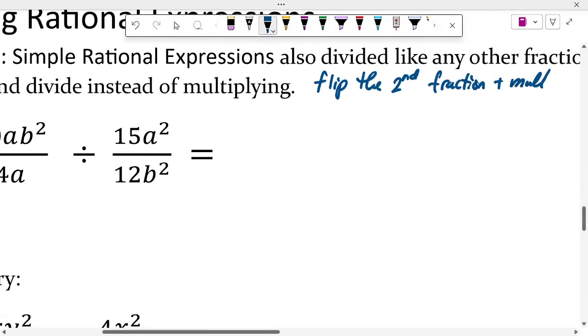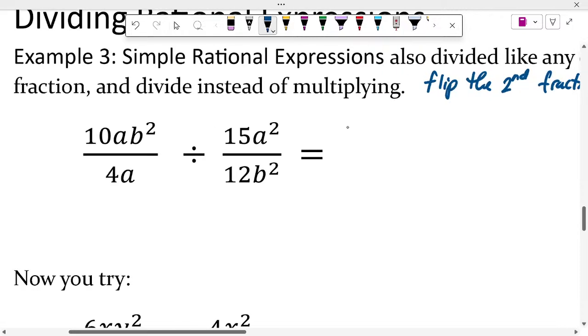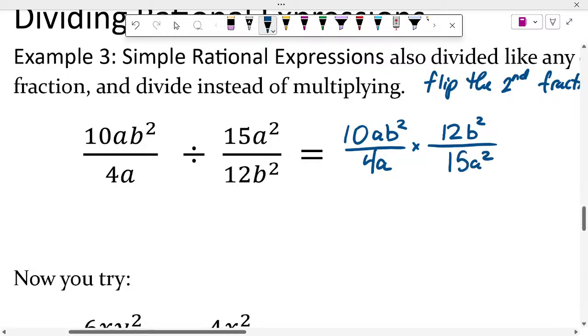Right? Super easy. It's adding and subtracting fractions that sucks. Multiplying and dividing fractions is easy. So we would just rewrite this as 10ab squared over 4a, and we would multiply that by what? Yeah, which is 12b squared over 15a squared. So what we do is we flip the second fraction, and this becomes multiplication.